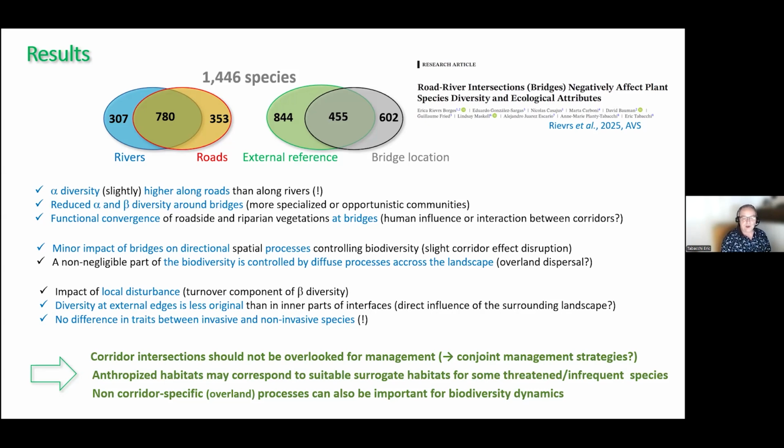And considering conservation strategy based on green and blue belt considerations, we consider that non-corridor specific processes can also be taken into account for biodiversity dynamics and then for managing this biodiversity at the regional scale.